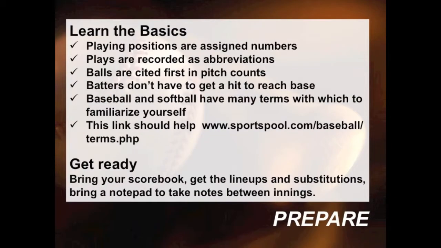Next, you also need to familiarize yourself with abbreviations used for recording plays. For example, a strikeout can be recorded one of two ways. A regular notation of a K means a strikeout swinging, whereas a K written backwards is a strikeout looking. Sportspool.com has an exhaustive list of abbreviations and definitions, but for example, a home run is written as an HR, runs batted in are RBI, a wild pitch is a WP.